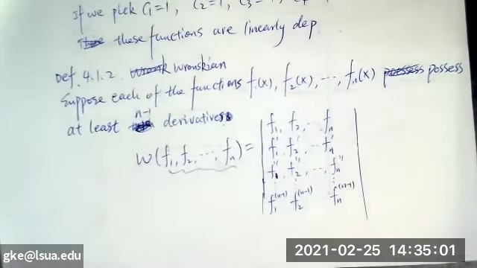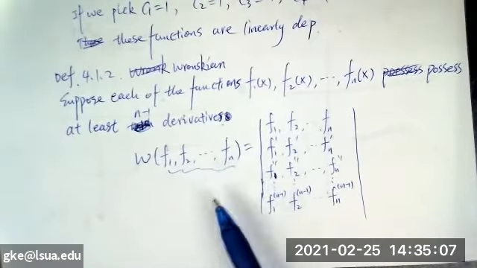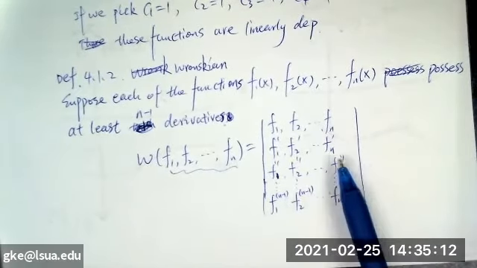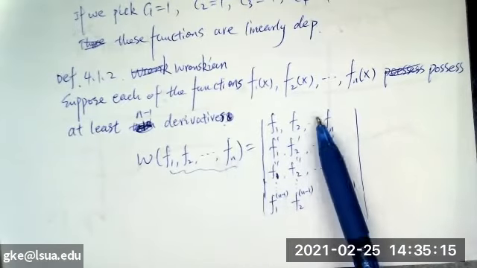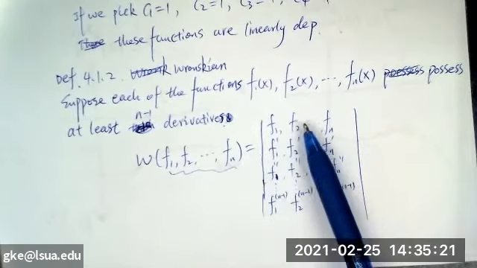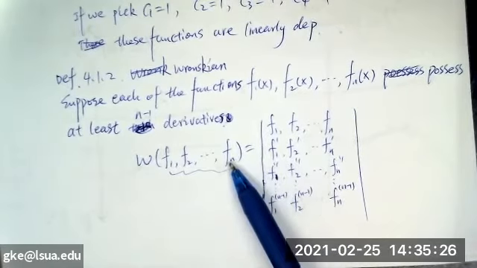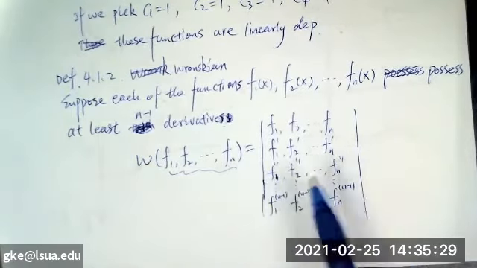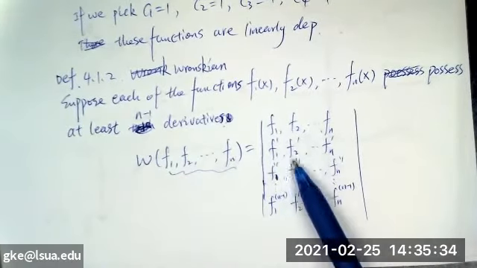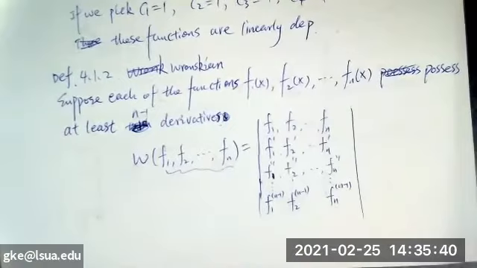That means if I have 3 functions, n equals 3, we just need the first row, second row, and third row. If we have 3 functions, we just need a third row. If we have 4 functions, we need 4 rows. And be careful, if we have 3 functions, we require the second derivative. If n equals 2, we just need the first derivative, because n minus 1.